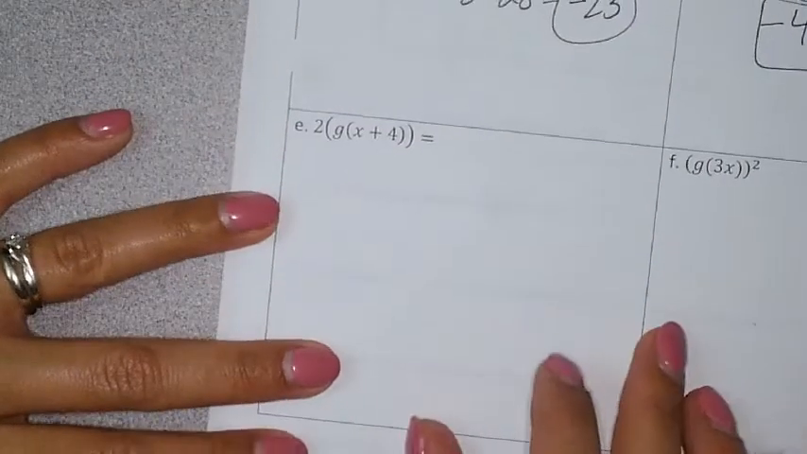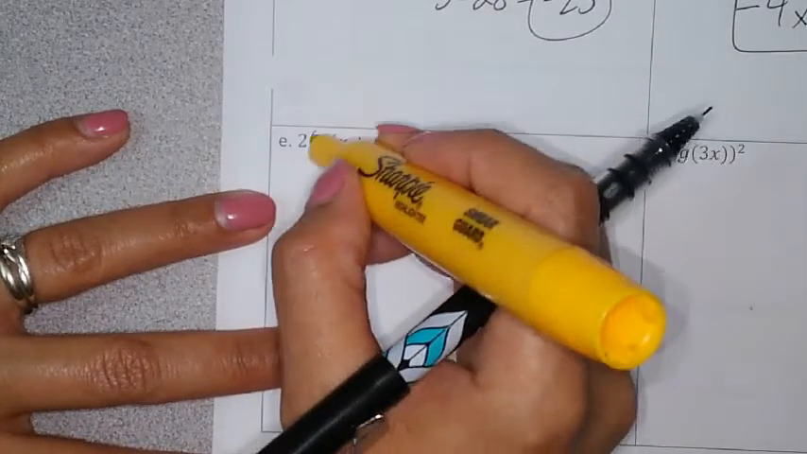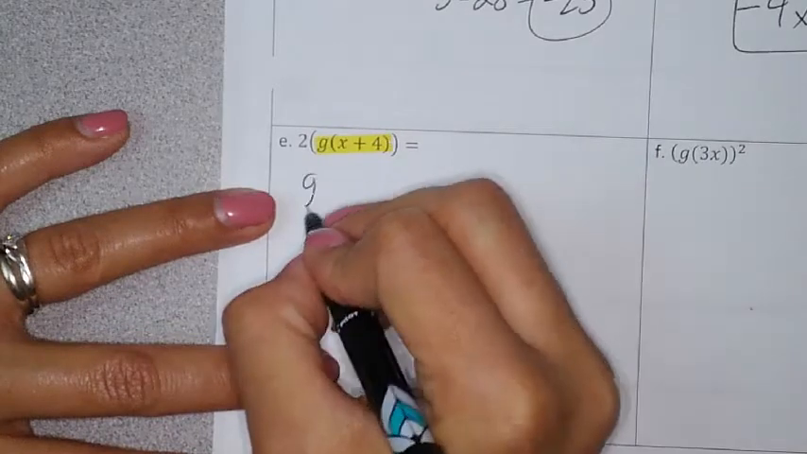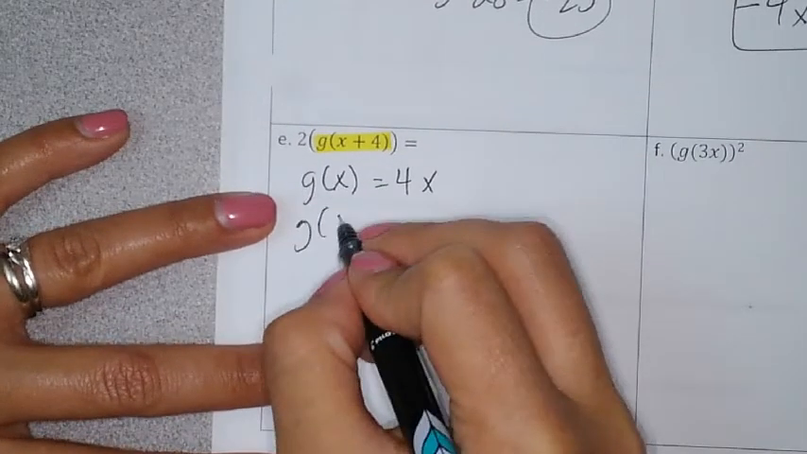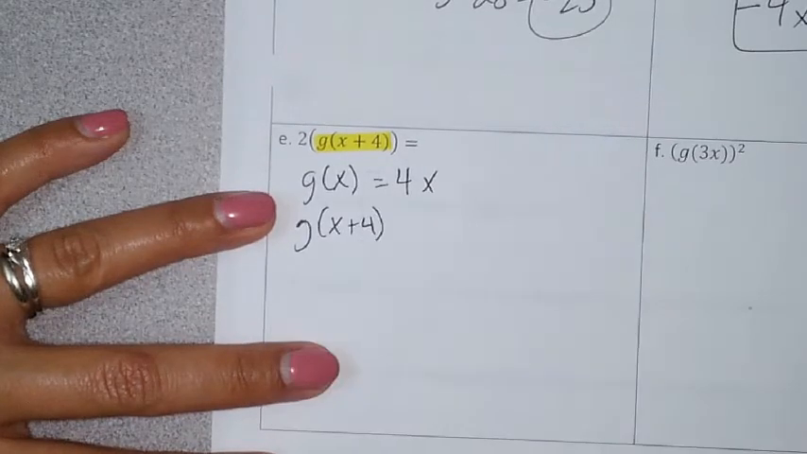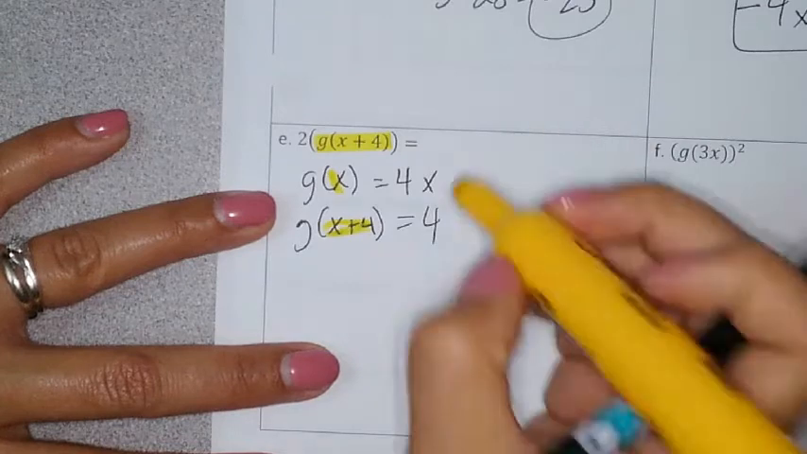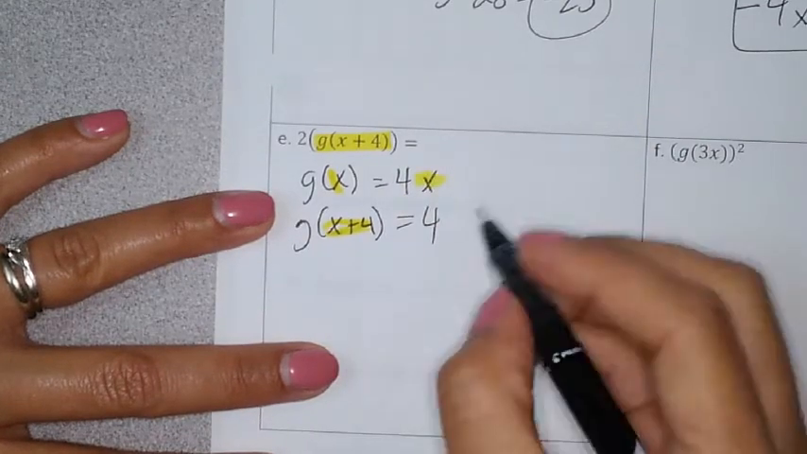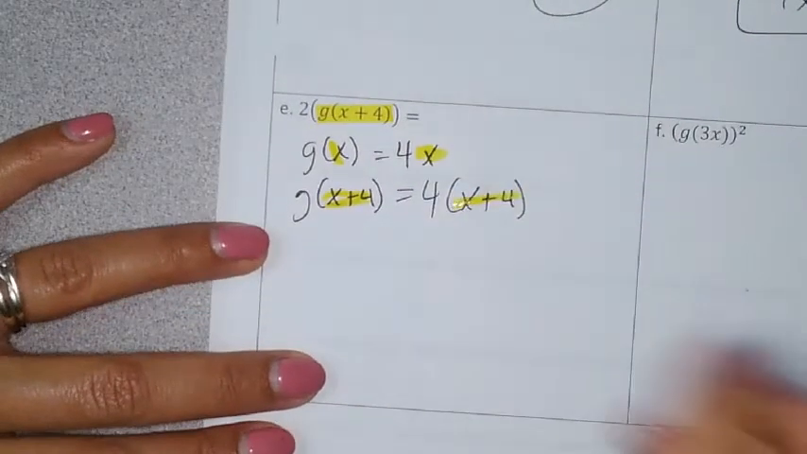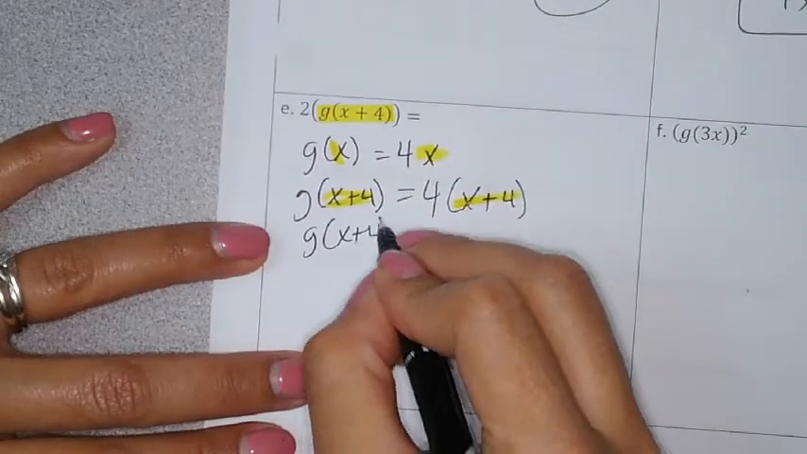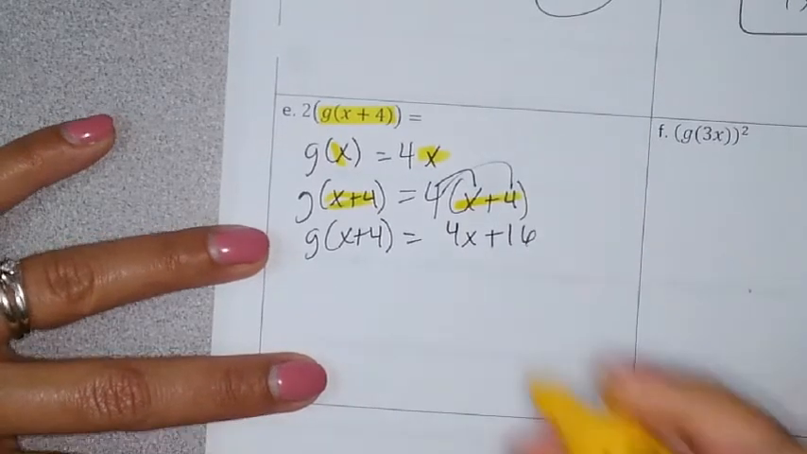Here I also have more things, right? 2 times g of x plus 4. I need to do this part first. G of x is 4 times x. If I want g of x plus 4, I'm going to substitute the x for x plus 4. So g of x plus 4 would be 4x plus 16.